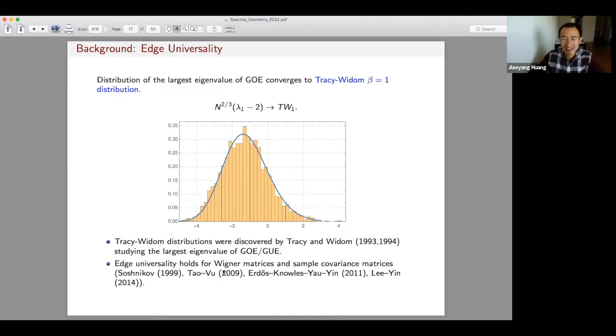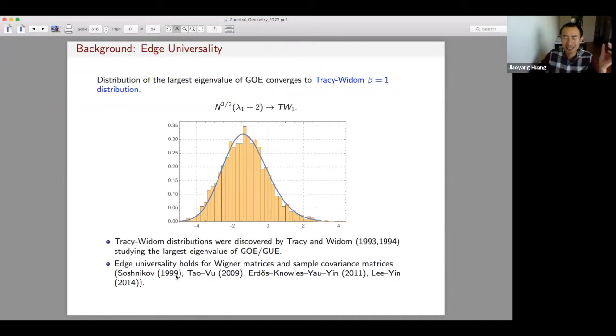You can take any distribution you want, like the Bernoulli distribution, which takes value 0 and 1, each with probability a half. As long as you normalize them to have mean 0 and variance 1 over n, then after the scaling, you always get the Tracy-Widom distribution. And this was first proven by Soshnikov. He studied those random matrices.